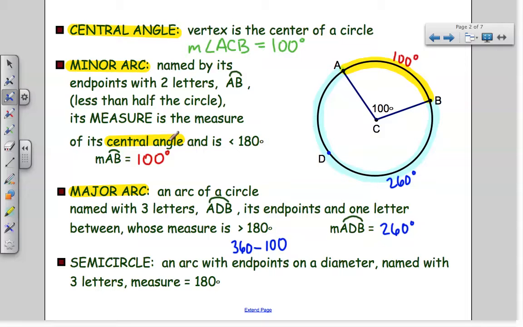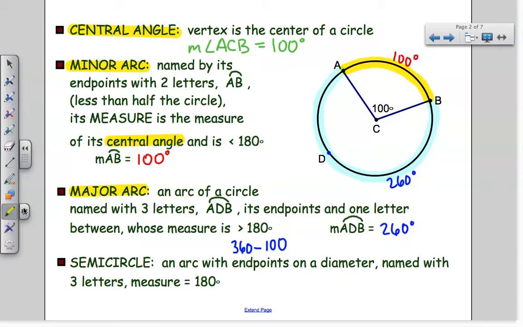So the difference between minor arc and major arc. First of all, minor arc is named with two letters. That way you know that it's less than half of the circle. And it has to be less than 180 degrees because of that. Versus a major arc, which is named with three letters to indicate that it is more than half of the circle, meaning it's greater than 180 degrees.